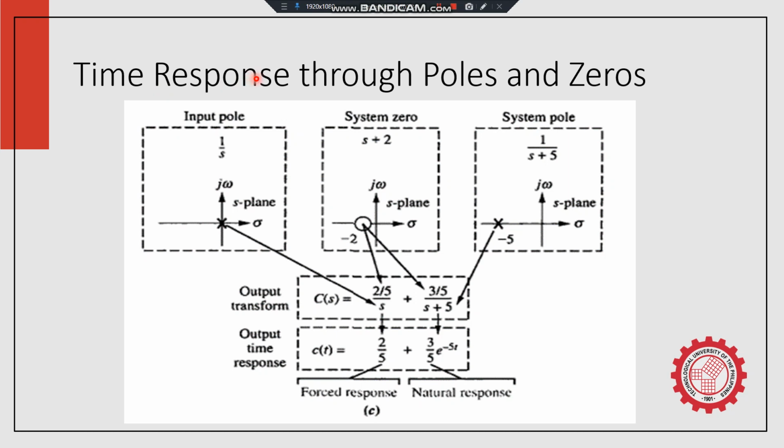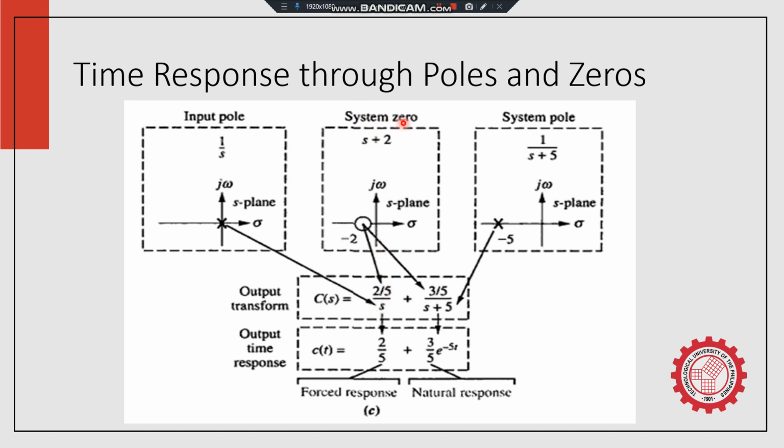The time response through poles and zeros is illustrated by this diagram. Note that our input pole, R(s), is equal to 1 over s. Once more, this is a step function. So in the s-plane, this input function is located here, the input pole at the origin. And this is the output transform, we have this.